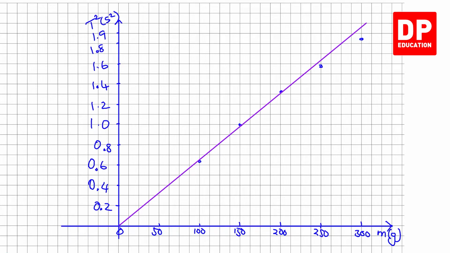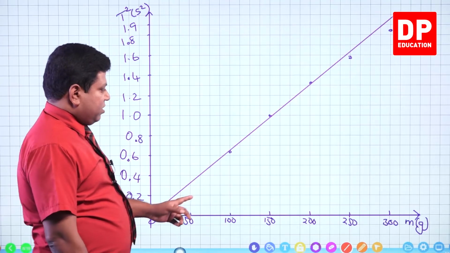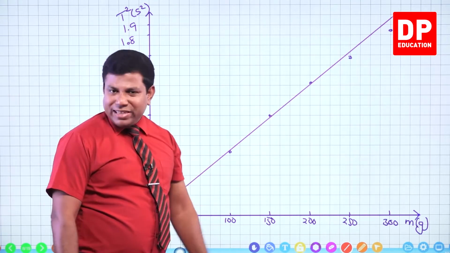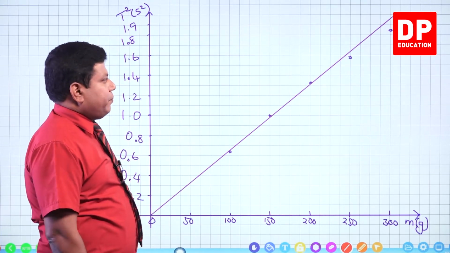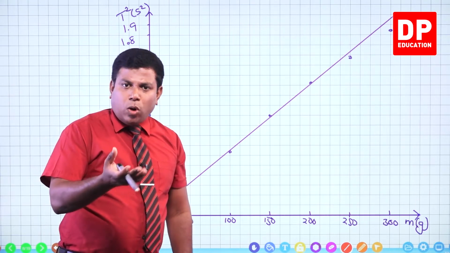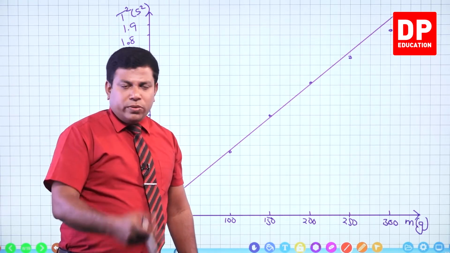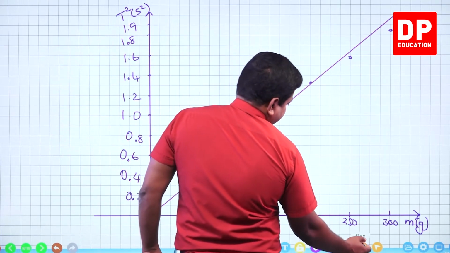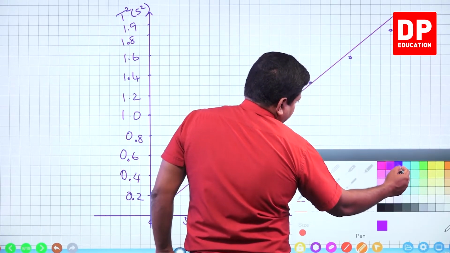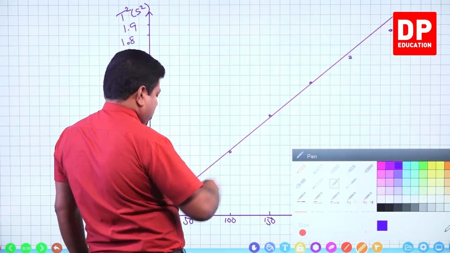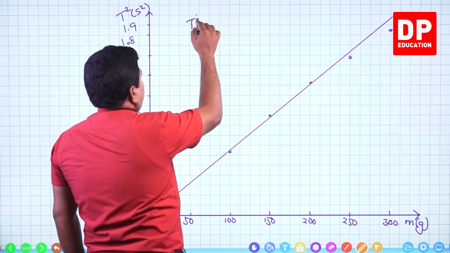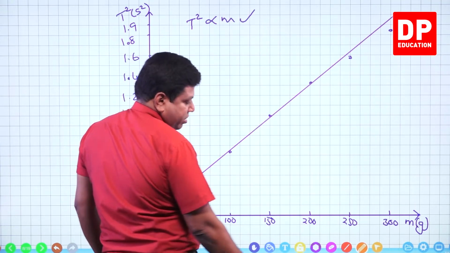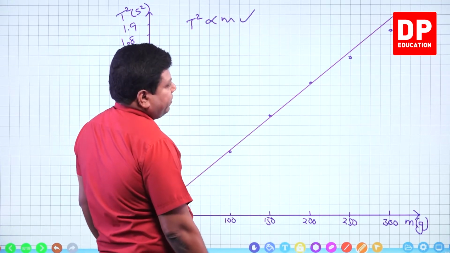That's the graph I get. The first 3 points are on the graph, the last 2 have slightly deviated. That's okay. Usually in the experiments, you can't expect all 5 to fall exactly on the graph. There will be deviations. That's fine. Now we can say, since the graph is a straight line through origin, T squared is proportionate to m. That's verified. Then I need the gradient.